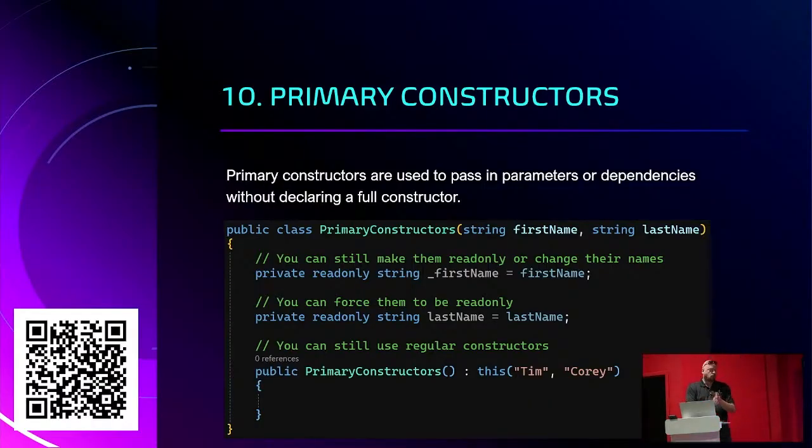The problem with this is that it makes this variable, first name and last name, available for the rest of your class as a private variable. But it's mutable. Don't love that. So you can still make it read-only, and you can change the name like this, private readonly string _firstName equals firstName. Okay, that kind of works. Or you can force them to be read-only by assigning that same name to itself. So if you say private readonly string firstName equals firstName, then now firstName is read-only, okay?